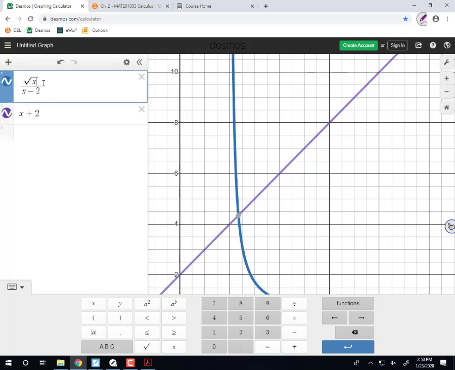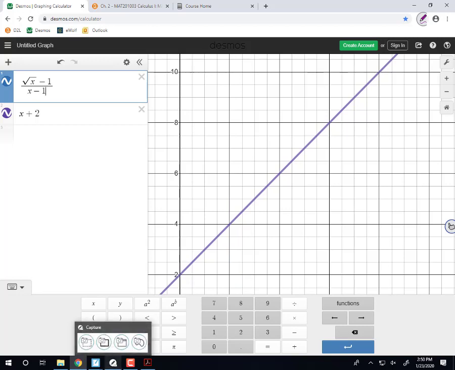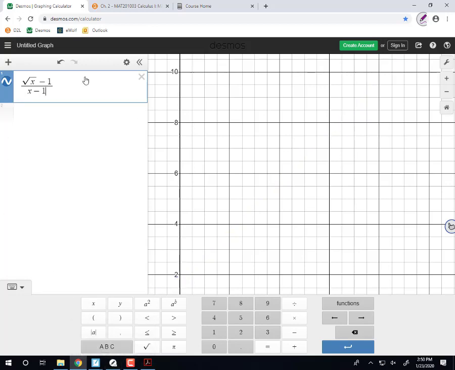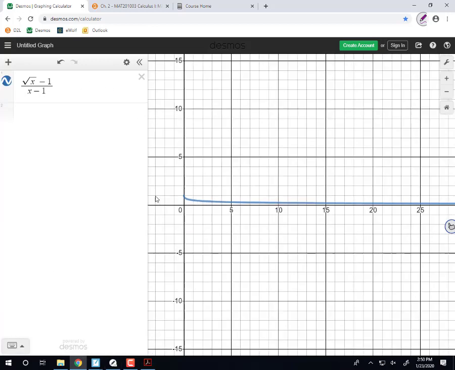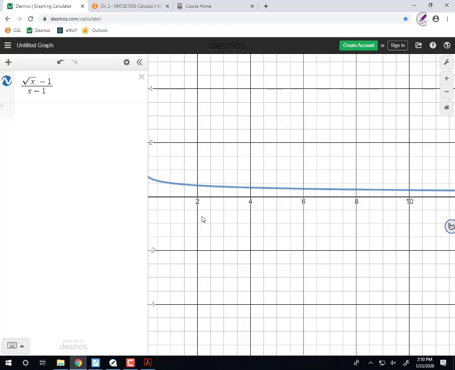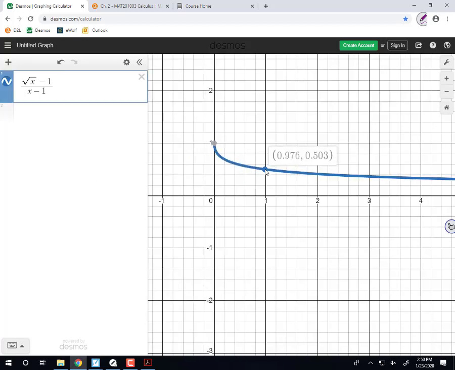So square root of x minus 1. That was it, right? Yeah, so that was it. So there's that function, we're approaching 1. Notice this thing says 0 undefined, so that's not helpful. What is this y value that we're at right now? 1/2.